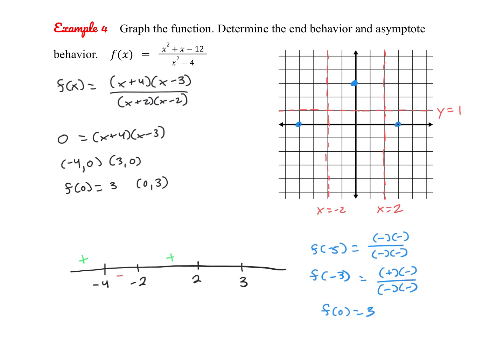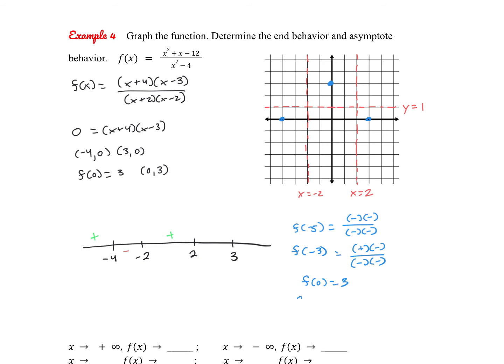Let's figure out what's happening between 2 and 3. So let's imagine 2.5. That would give us a positive, a negative, a positive, and a positive, giving us a negative. And then let's check, just to be sure, to the right of 3. Let's plug in f of 4. That gives us a positive, positive, and a positive, resulting in a positive.